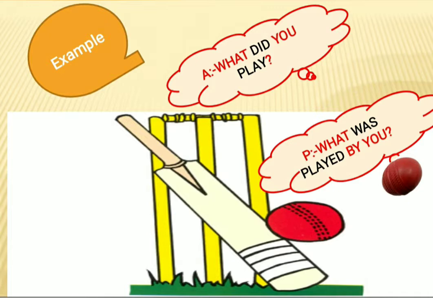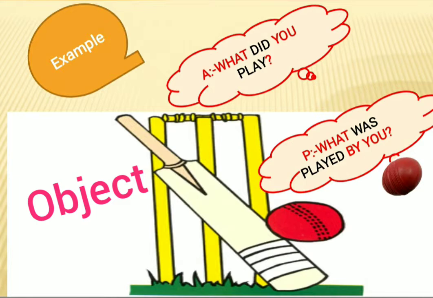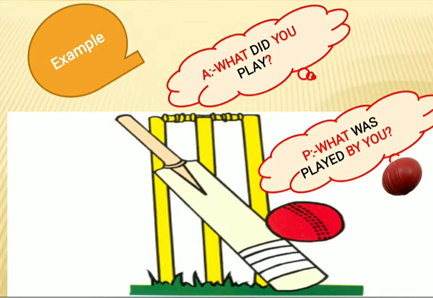If in active voice you get what do you play? Then here you is the subject who is doing the work. But what is the subject doing? We don't know. It means what do we don't know? Object. So its passive voice will be what was played by you. And here, as we don't know about the number of the object, we will always use singular helping verb.